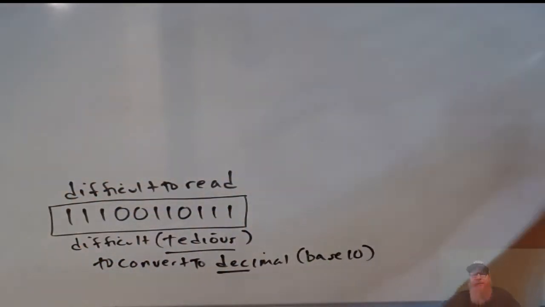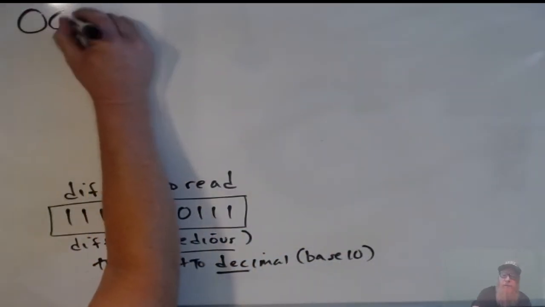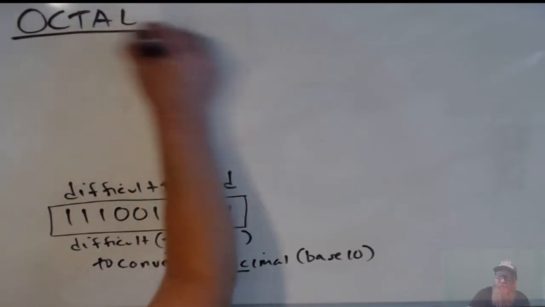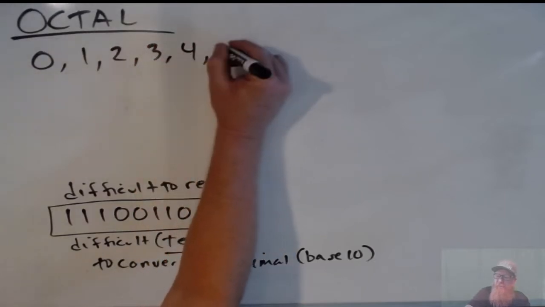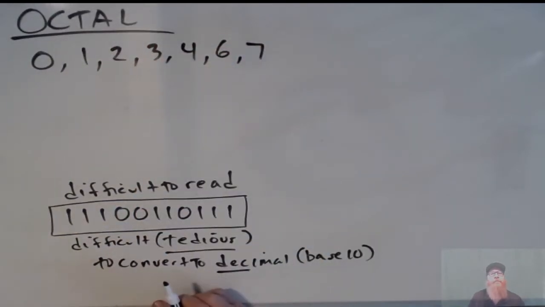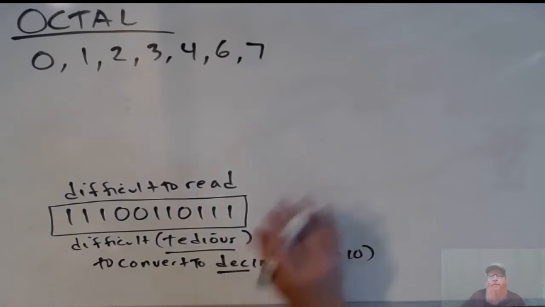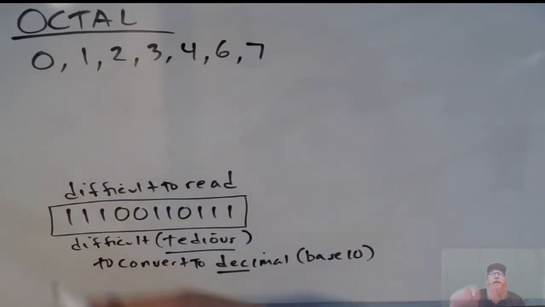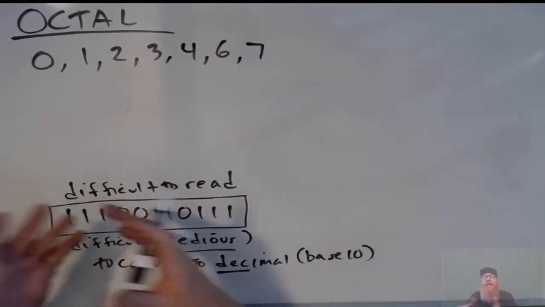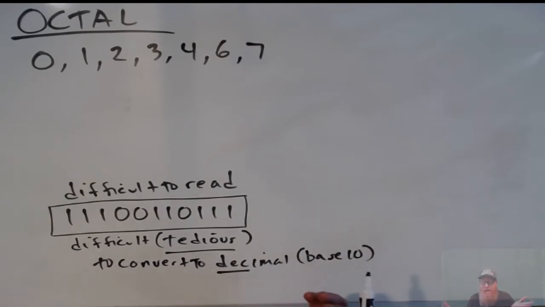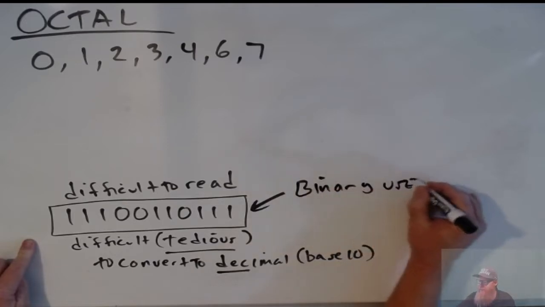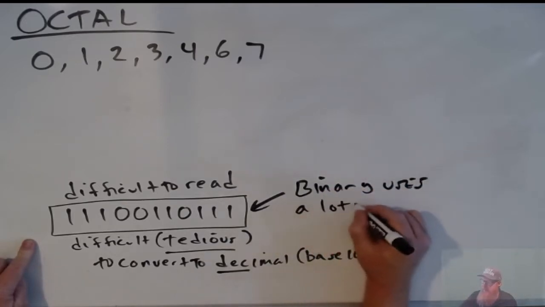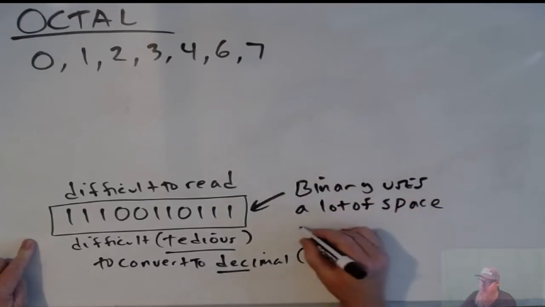And so for that reason, we use the octal number system, which uses the symbols 0 through 7. These are symbols that we're familiar with, ones that we can calculate in our heads, and it doesn't take up too much space. It's very compact. Binary numbers take up a lot of space, even for a small number.